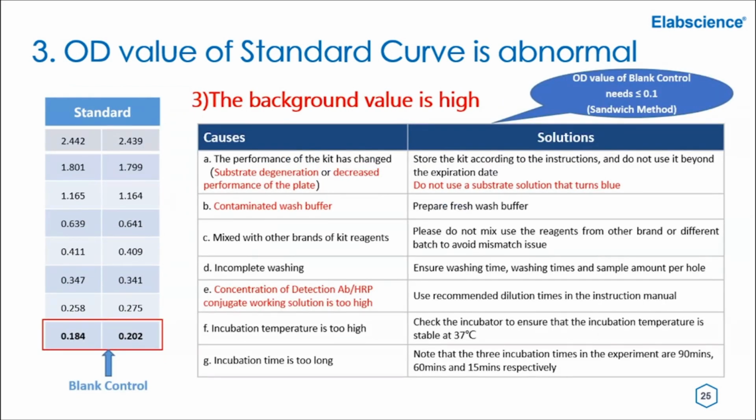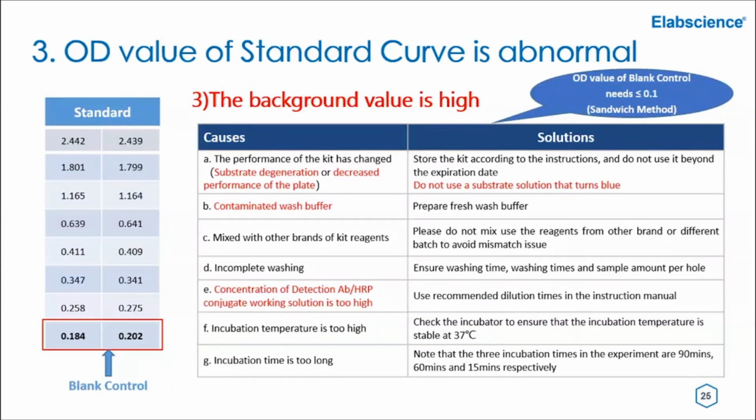Okay, and the last case is high background value. Normally, the blank well value should be less than 1.0 if you use a sandwich ELISA kit. But here in this data, they are all above the line. The reasons for this case can be divided into 2 kinds. One is kit component problems, such as A, substrate degeneration and decreased performance of the plate. If you find the substrate turning blue, please do not use it and contact us for a replacement.